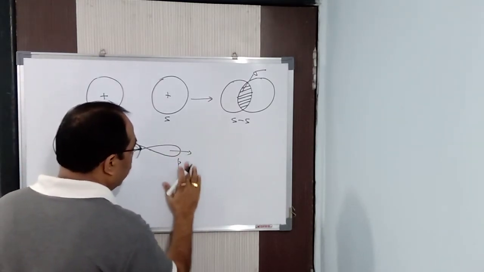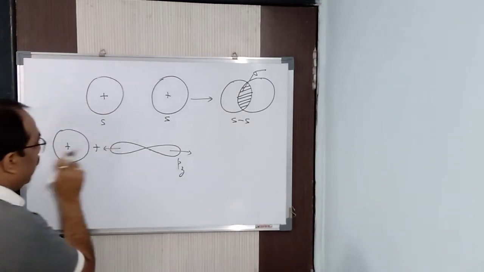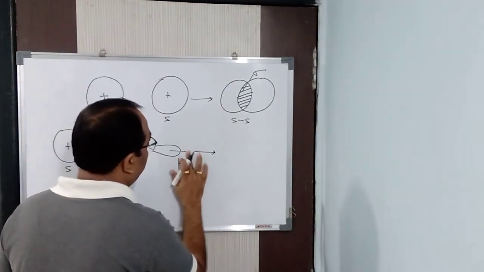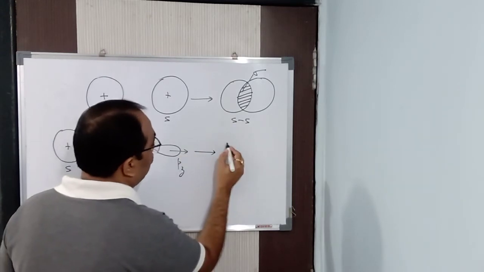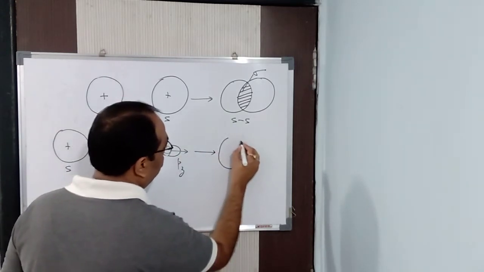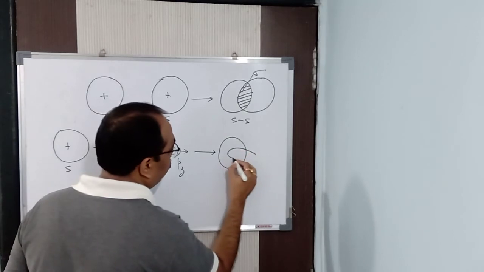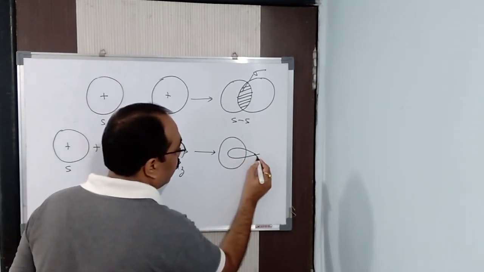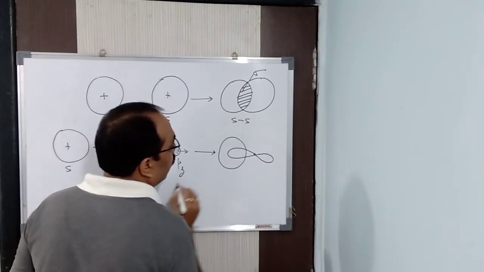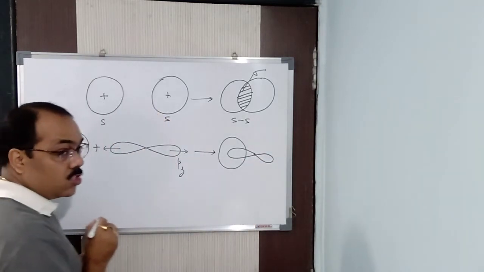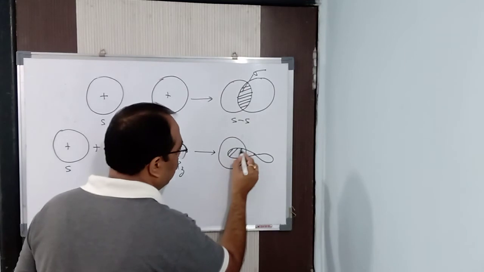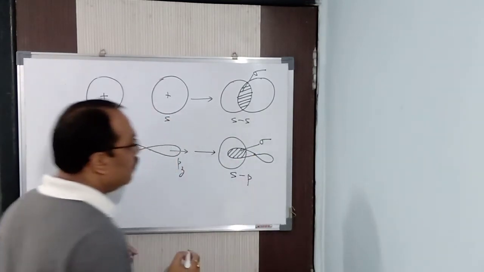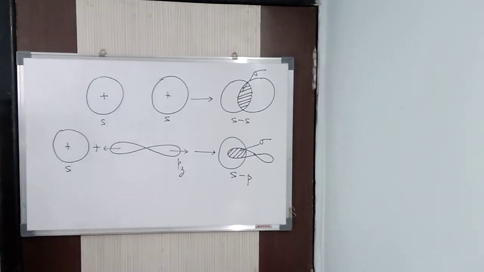Generally we take it. So here an S and a P, when they come closer to each other, what is going to form here? They will form this sort of overlapping. You can see that the overlapping is to a greater extent. This is also your sigma bond. This is known as SP overlapping, a sigma bond.